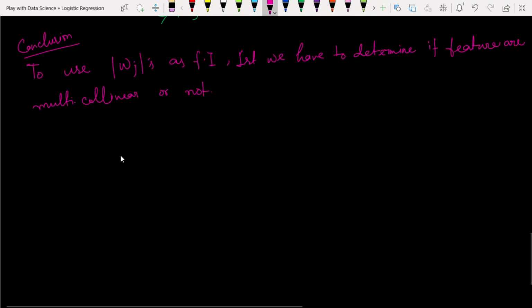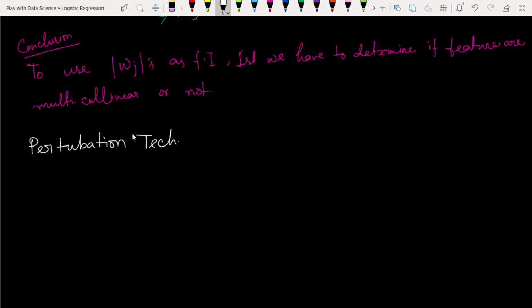Now, to avoid this problem, there is one technique. This is called the perturbation technique. So now let's discuss what the perturbation technique is.